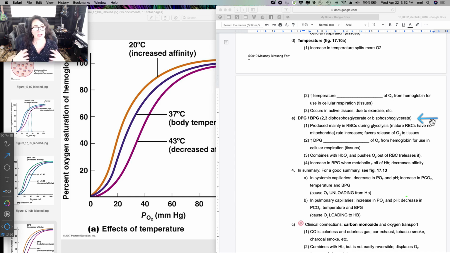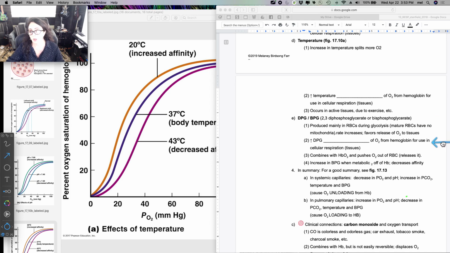And as the level of BPG or DPG increases, the red blood cells kind of use it as an indicator of what is going on with other cells. They say, hey, if I'm doing a lot of ATP production, then maybe other cells are also doing a lot of ATP production. And if that is true, maybe I should let go of this oxygen that I am carrying around to serve other cells, because they don't use the oxygen for their own cellular respiration.